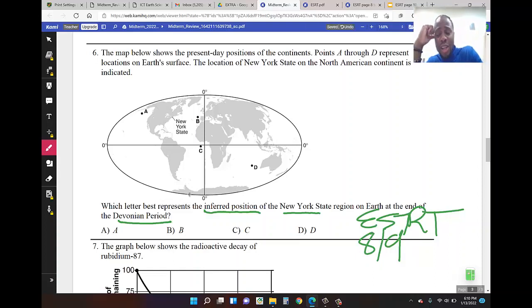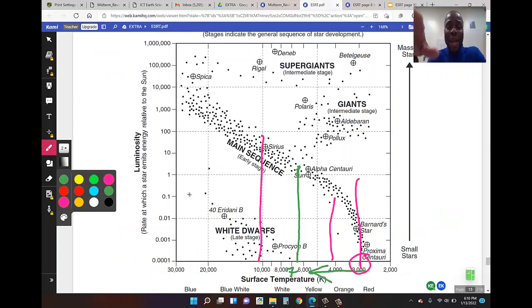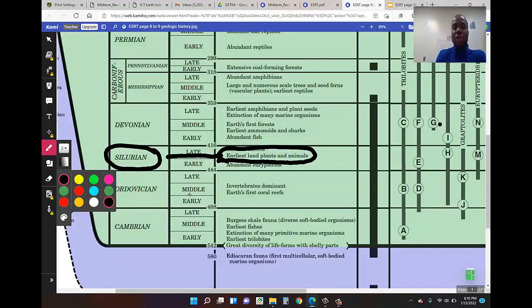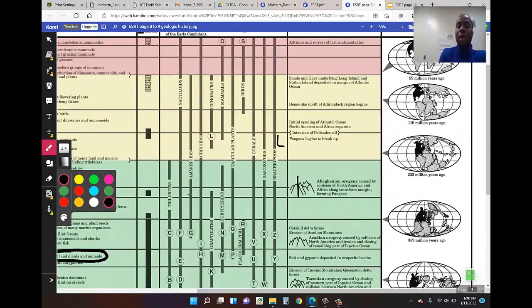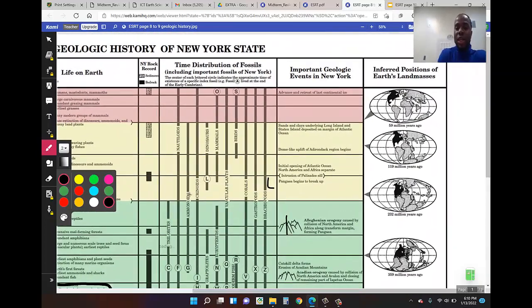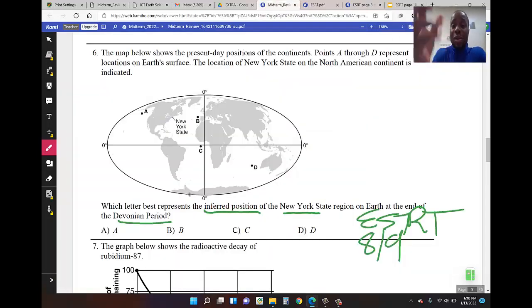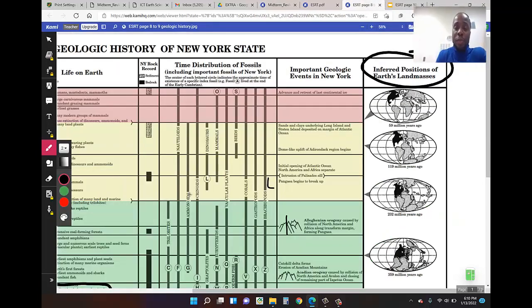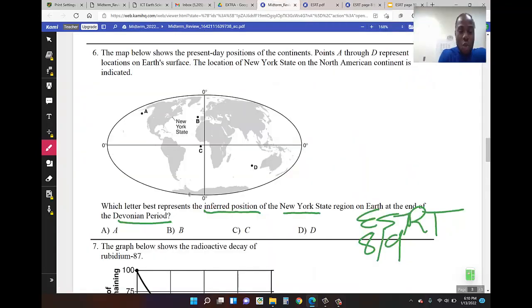And of course, the stuff that is being discussed here is not something that is alive. It is a rock, or it is a state, or a portion of the Earth. So definitely, I will be looking at the other 2 columns that I discussed moments ago. So I will be looking at either geologic events or the land mass. Since talking about land mass, a part of the continent, then I should be looking at the last one, which is the inferred position of land masses. And we are looking at where New York was during the Devonian period.